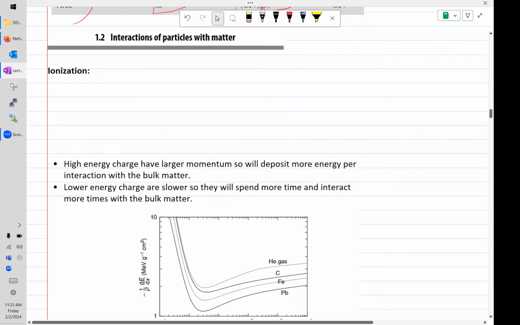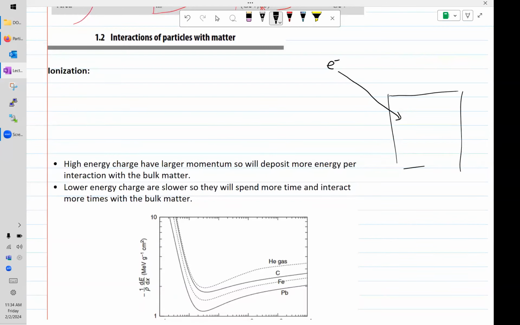Okay, so what I want to finish up today is basically the end of the first chapter, which is going to be on detectors and how particles actually interact with matter. If you have some sort of particle, let's just make it an electron, and it's zooming around in free space, nothing's going to happen to it, right? But let's say it hits a little bucket of water.